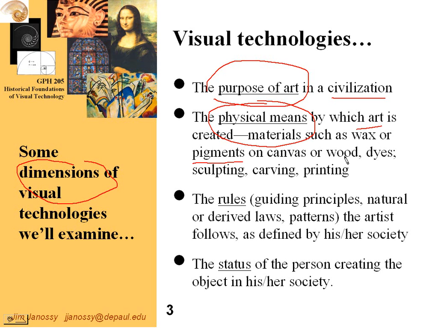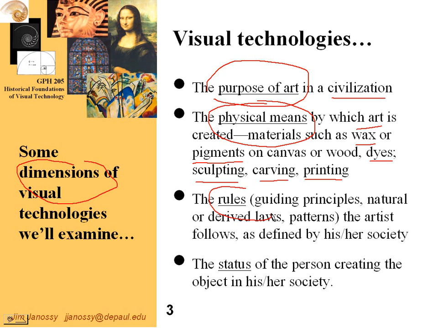Pigments on various kinds of substances like canvas or wood, wax, which is a technique called encaustic, dyes on cloth, sculpting material like stone, carving wood, printing. We'll take a look at all of these in passing to see how various civilizations have used these mediums to create visual technologies on into the present day when we use computers to do this.